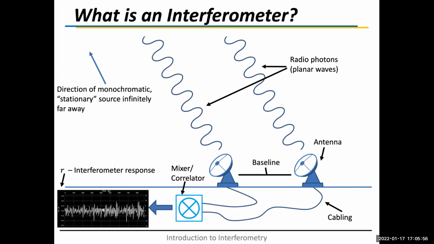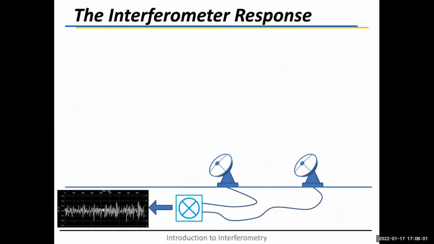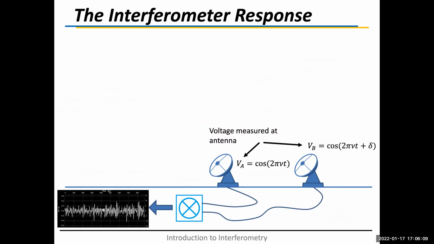So diving a little deeper into what this interferometer response actually looks like. I said we had a monochromatic source. The voltage of a monochromatic source we can describe very easily: at a given antenna, it's either a sine or a cosine. Just for convention's sake, I'll say it's a cosine, at least for antenna A. So the voltage as measured at antenna A is equal to cosine of 2 pi times the frequency times the time. At antenna B, very similar, 2 pi nu times t, but you'll notice this delta term.